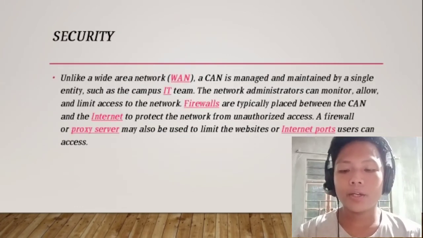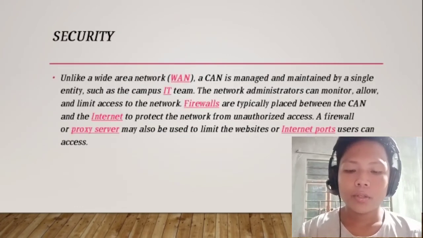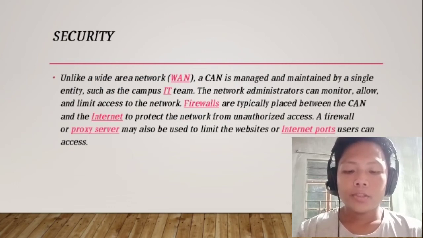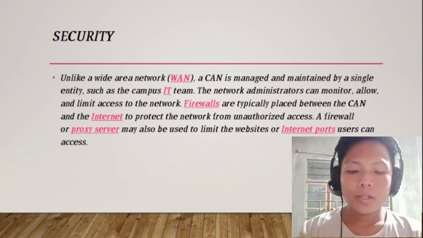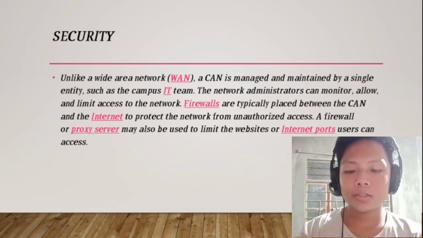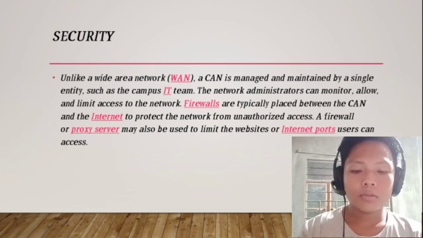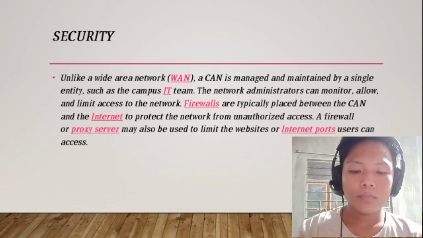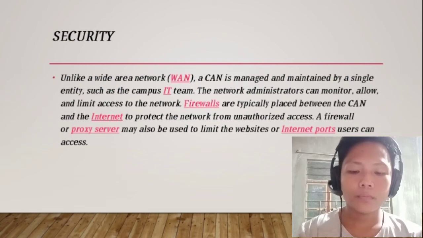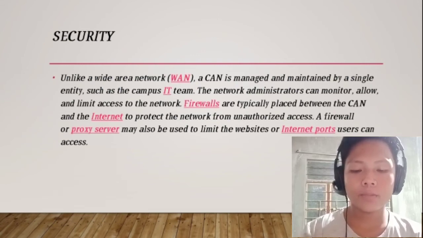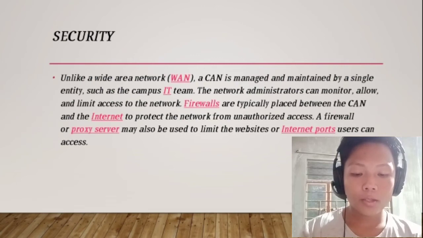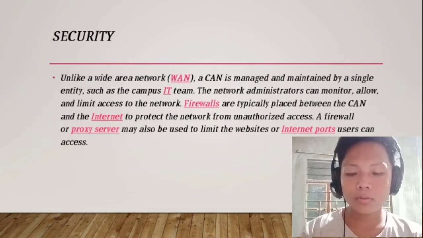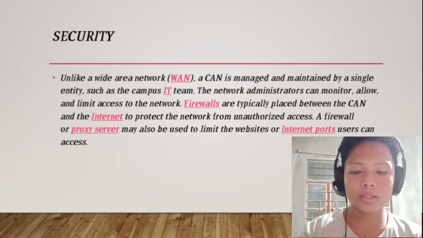Security. Unlike a wide area network, a CAN is managed and maintained by a single entity such as a campus IT team. The network administrators can monitor, allow, and limit access to the network. Firewalls are typically placed between the CAN and the internet to protect the network from unauthorized access.